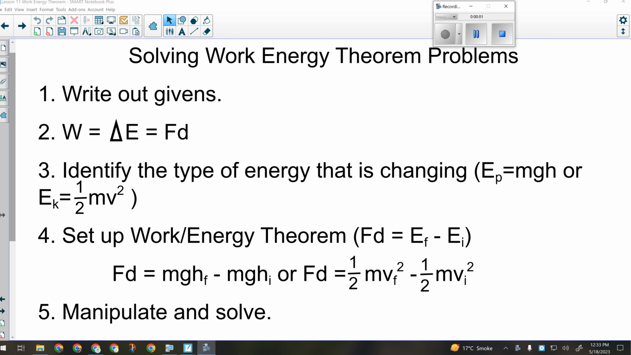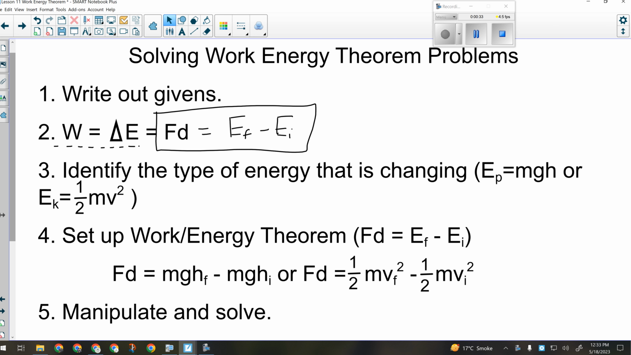Okay, when we were talking about the work energy theorem on Tuesday, we talked about how it means that work is a change in energy. That's essentially what the work energy theorem says. Now, since work can be calculated by multiplying force times distance, or by calculating the change in energy, final energy minus initial energy, these two things often get set equal to each other mathematically.